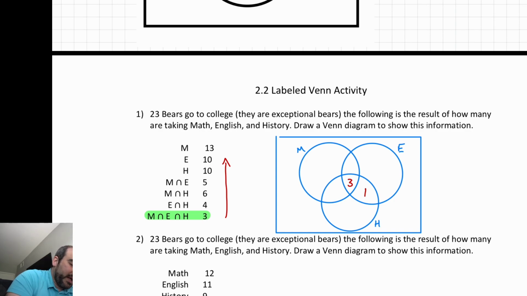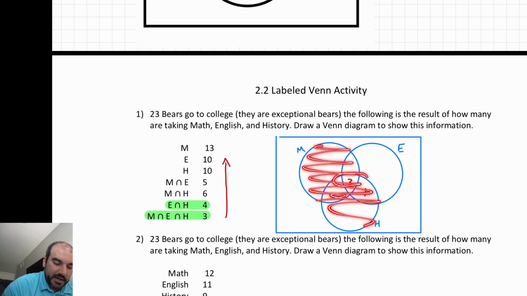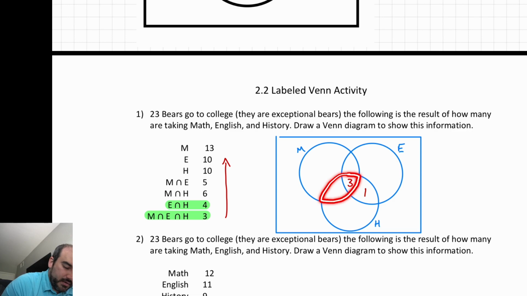Right, so far we've placed these 4 bears. Next we'll look at the math and history bears, which apparently there are 6 of. So we find the math and the history circles, which is all of this and all of this, and we're going to look at their intersection, which would be this total area. So if there's going to be 6 bears in this area, and I've already allocated 3 of them, that means we're going to have 3 in this area. Good. I see people answering before I ask the question, but that's good. So that number 6 is accounted for, right? We see the 6 total with 3 and 3.